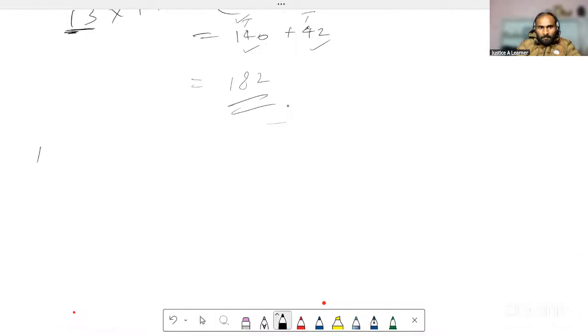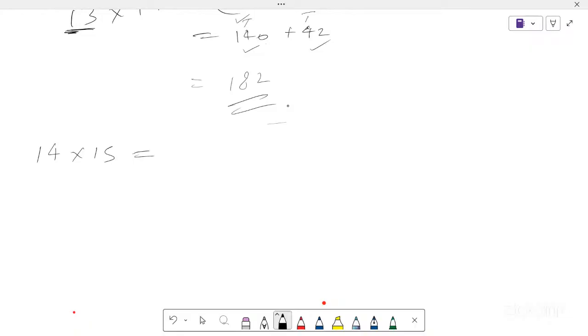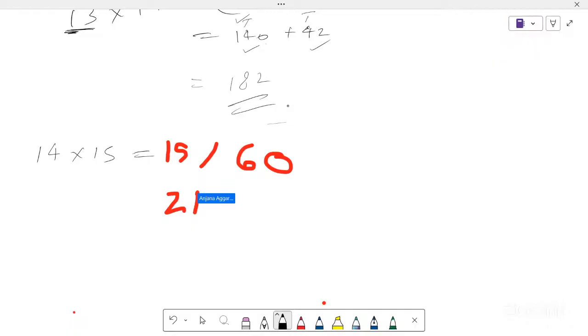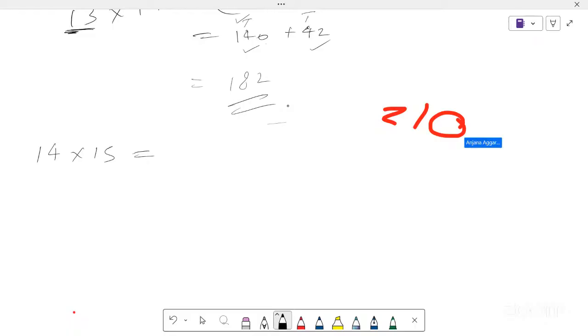Yeah. Okay. So I'm going to do it in both ways. First, the first way. 15 times 4 is 60. 15 plus 6 is 21. That's the answer, 210. Let's see what I get from the second method.